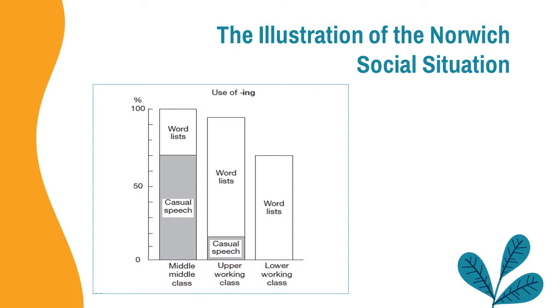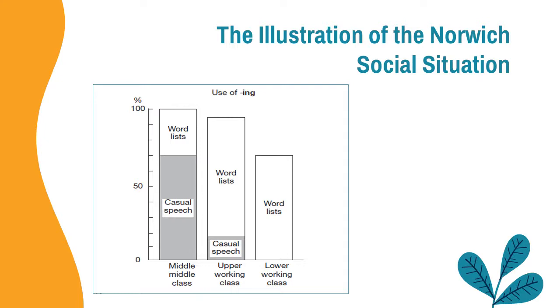First of all, and predictably, the proportion of -ing forms was much higher in careful speech than in casual speech for all social classes. For example, those classified as lower working class used -ing around 70% of the time when they were asked to read word lists, but hardly ever in casual speech. On the other hand, middle-class speakers used -ing 100% of the time in word lists, but only around 70% of the time in casual speech.